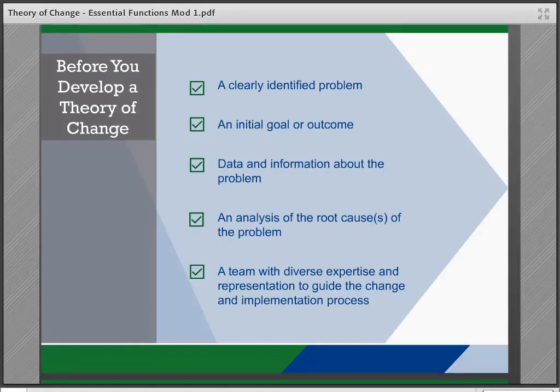Taking a moment to ensure the right supports are in place before developing a theory of change can help teams maintain alignment as they move towards developing and implementing a solution and improving outcomes for children, youth, and families. Before developing a theory of change, your agency or team should have a clearly identified problem, an initial goal or outcome, data and information about the problem, an analysis of the root cause or causes of the problem, and a team with diverse expertise and representation to guide the change and implementation process. If your team has not achieved these milestones yet, take some time to review change and implementation in practice problem exploration.